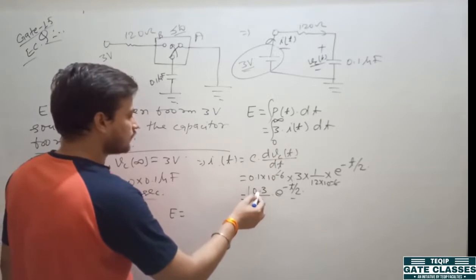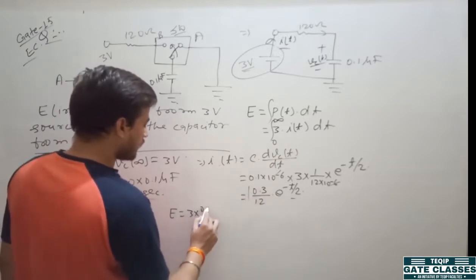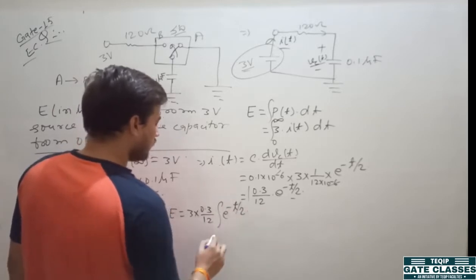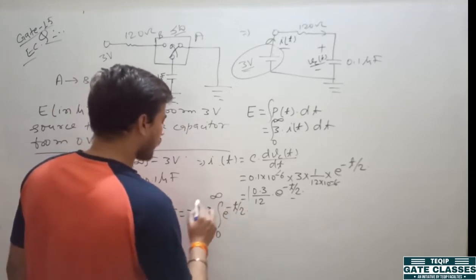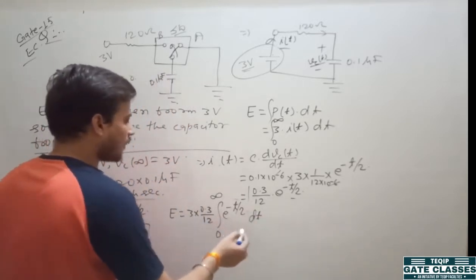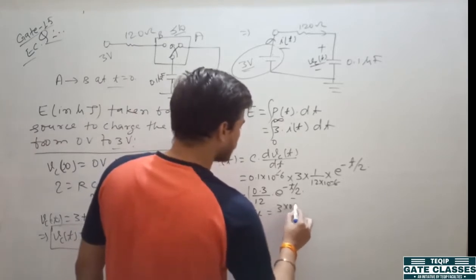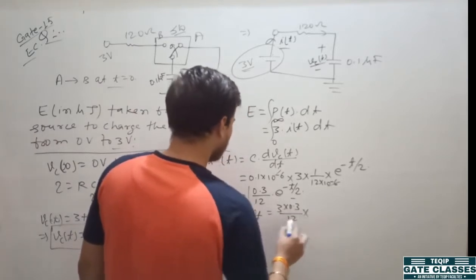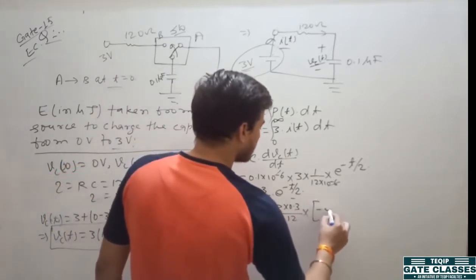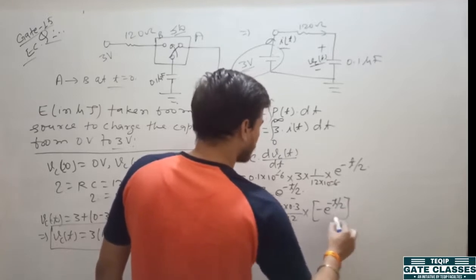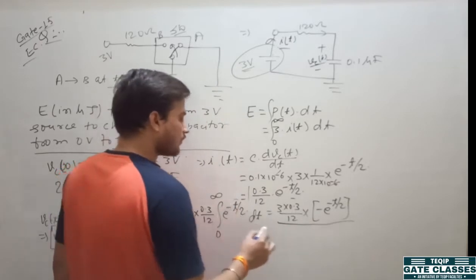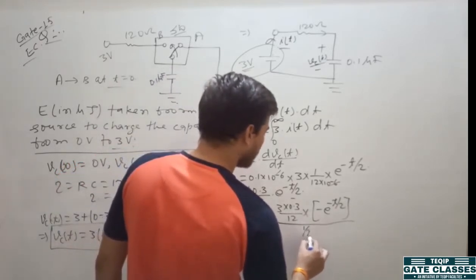That means 3 into 0.3 by 12, integration of e to the power minus t by tau, 0 to infinity dt. Clear? So if you integrate this part, it will be equal to 3 into 0.3 by 12 into the integration of e to the power minus t by tau, and the whole term will be divided by 1 by tau.